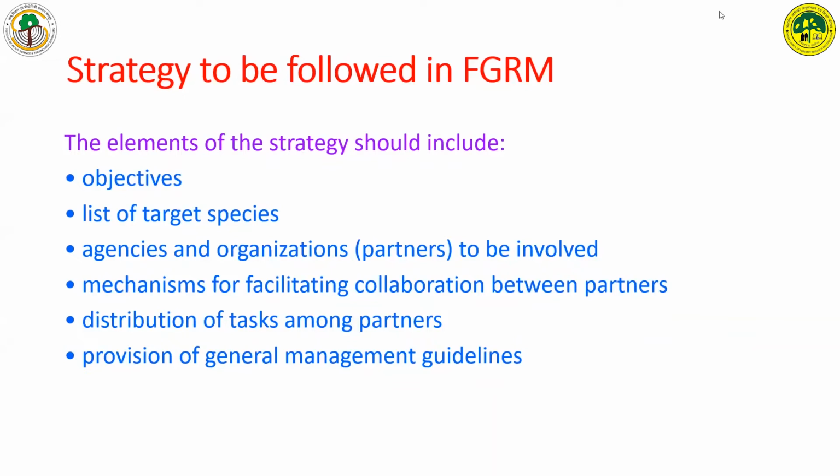If at all, list these target species, because in forests we have a very large number of species. I am only talking of woody trees. Even among woody trees there are so many, like I told you, so you have to prioritize such species. If we are convinced that forest genetic resources are to be conserved for posterity, for different purposes, then you target those species based on certain criteria, like I told you.